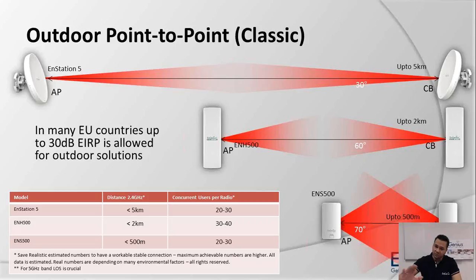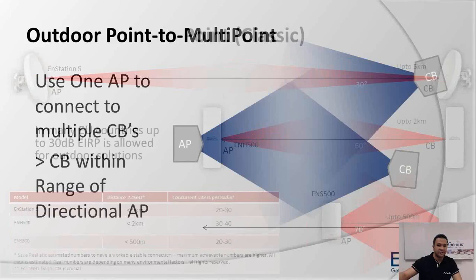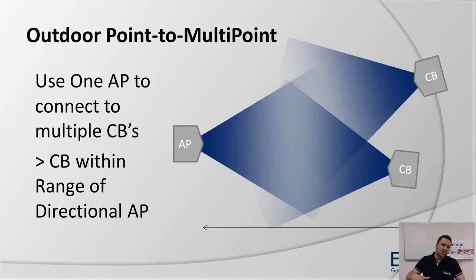A variation on point-to-point is point-to-multipoint. Within the range of the angle of the access point, you can connect multiple client bridges instead of one. So in this case, you can set up a point-to-multipoint deployment using a directional access point. Normally you have an omnidirectional, which has 360 degrees, and within the 360 degrees you can connect all the client bridges. But even if you use a directional, you can still put the client bridges within the angle of the access point.